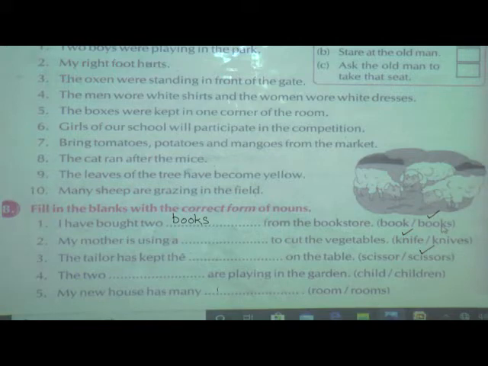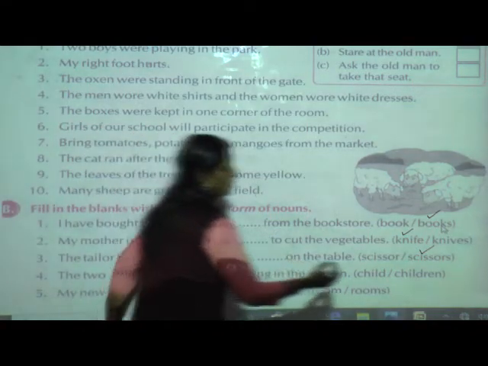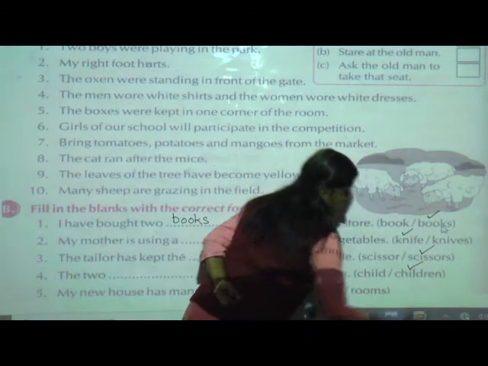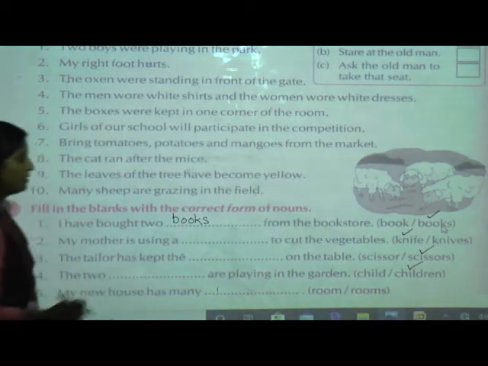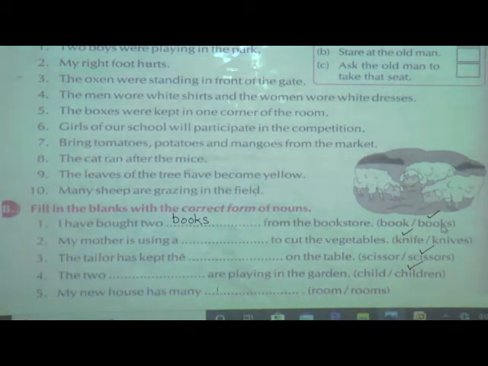Fourth, the 2 dash are playing in the garden. Now here more than one is there. That is 2. So which word am I going to use? Child or children? Yes. What is the plural form of child? That is children. So you have to just put children in that blank.